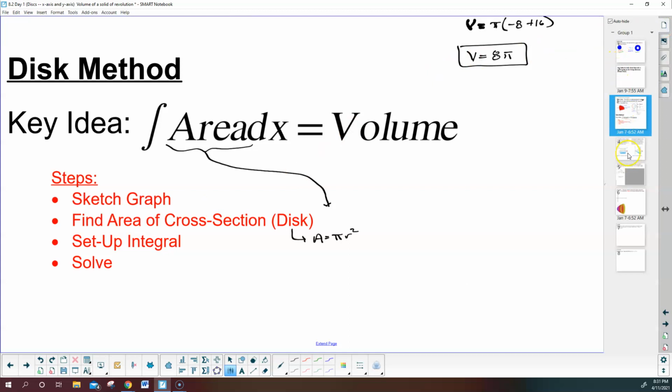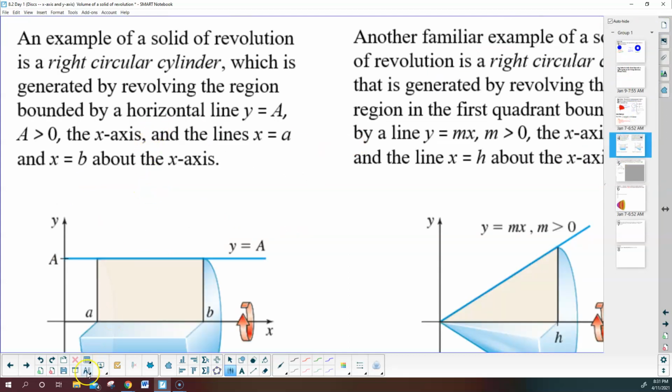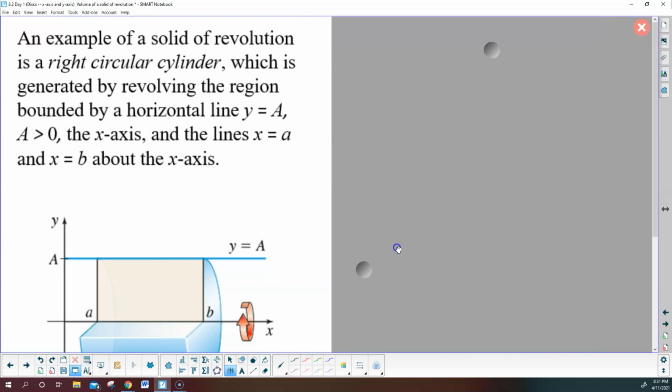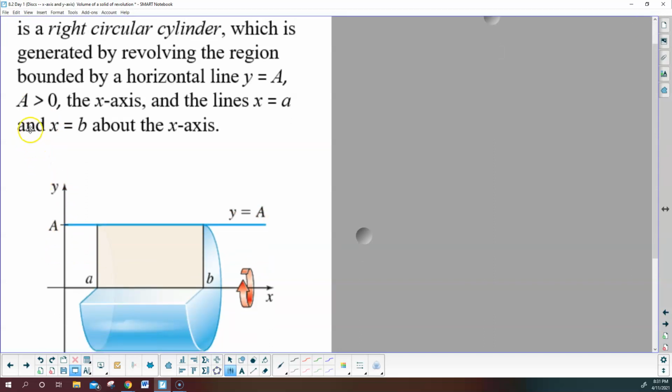I'm going to show you a couple things just to help visualize what's going on. I do not expect you to write this, but let's look at an example of a solid of revolution that turns out to be a right cylinder, which is generated by revolving the region bounded by a horizontal line, y equals a. So here's the line, y equals a. And a has to be greater than 0. So we're above the x-axis. We're also bounded by the x-axis, and then the lines x equals a and x equals b, and we're rotating about the x-axis. So that's where this curve comes from.